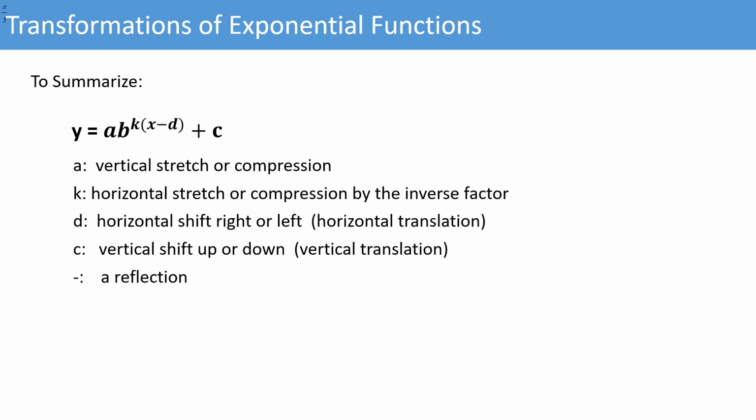So to summarize, A is a vertical stretch or compression. K is a horizontal stretch or compression by the inverse factor. D is a horizontal shift, right or left, which is a horizontal translation. C is a vertical shift, up or down, which is a vertical translation. And negative is a reflection either around the x-axis, if it's with A, and around the y-axis, if it's with K.